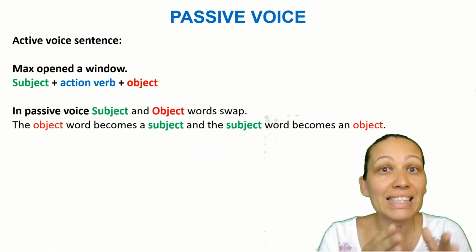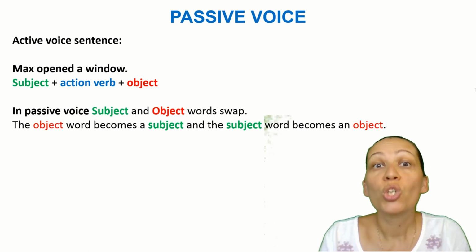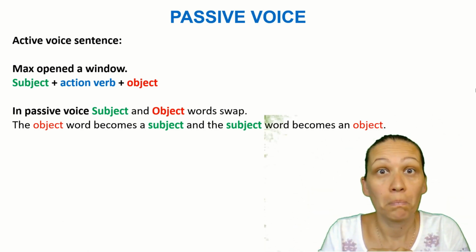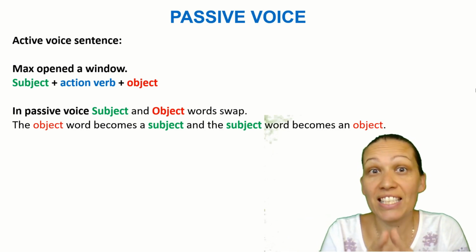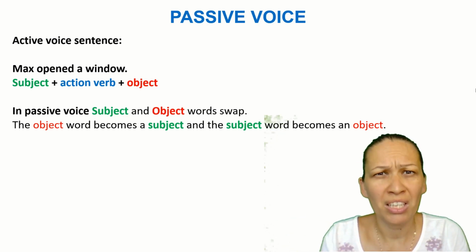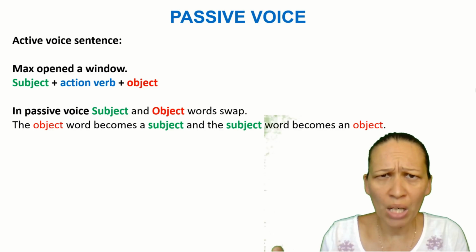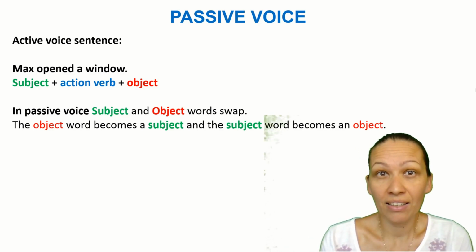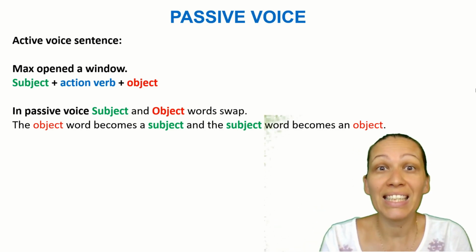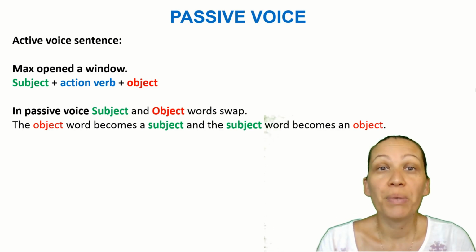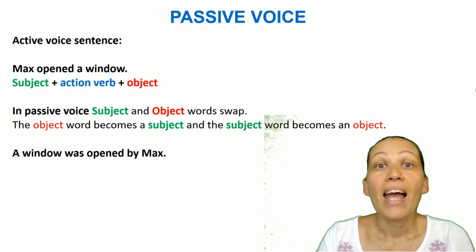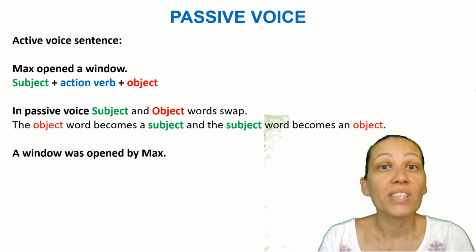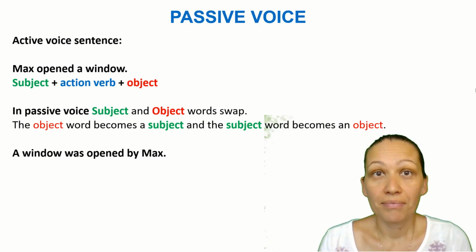In passive voice, subject and object words swap. The object word becomes a subject and the subject word becomes an object. You might think, what are you talking about? It doesn't make any sense. Don't worry, now we will see how it works and it will become crystal clear. Let's start. A window was opened by Max.